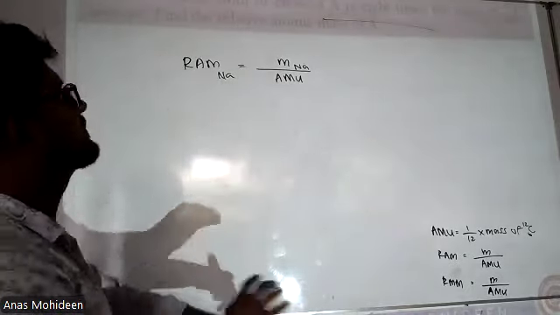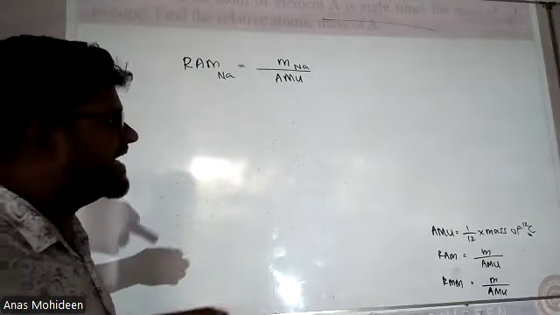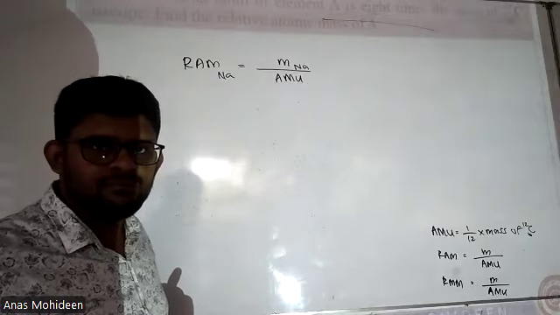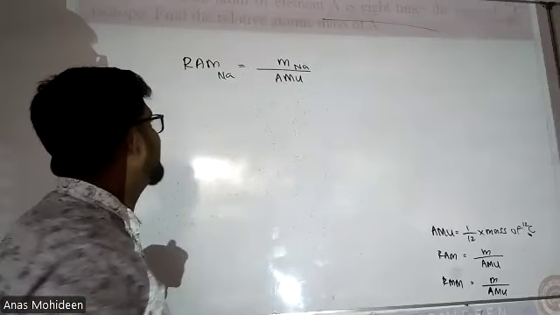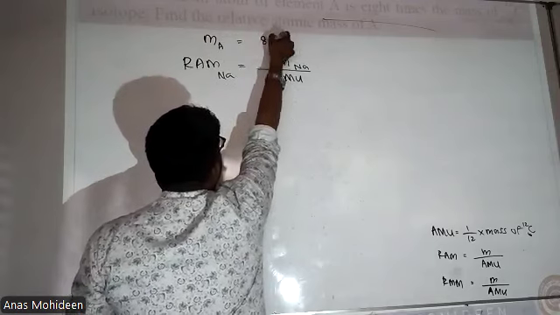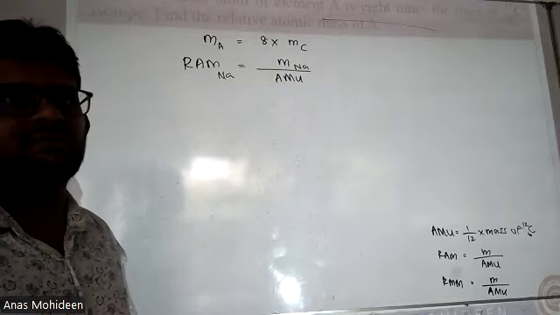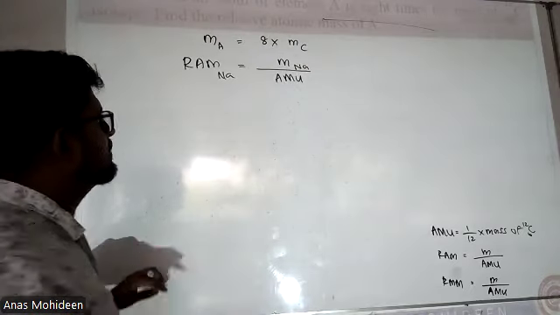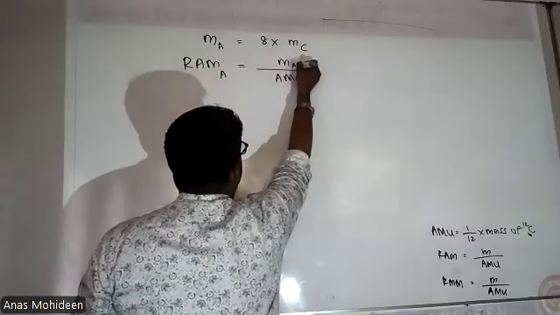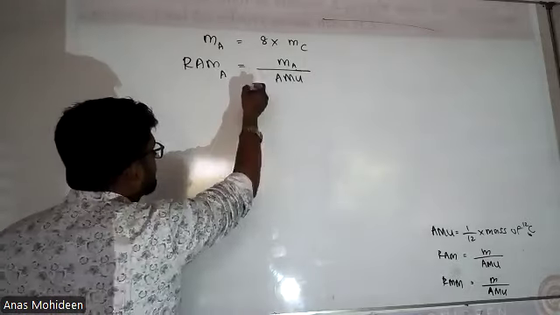What does it say? Mass of an atom of element A. We don't know who is A. It is 8 times the mass of carbon 612. Does it give you a value? No. But it says mass of A is equal to 8 times the mass of carbon. So, if you want to find out the relative atomic mass of A, you have to take mass of A divided by AMU. Correct?